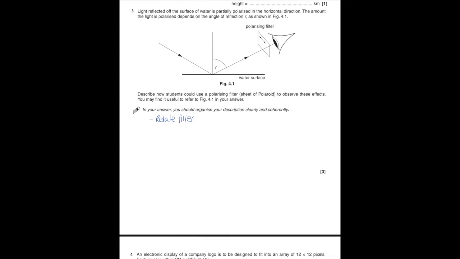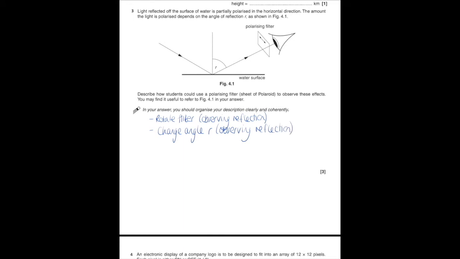All right, as they rotate it, they need to be observing that reflection. All that time keeping an eye on the reflection that they are actually getting, because as they rotate that filter, they will be able to see what is happening. What they then need to do is, this relationship is all about finding out if the amount of light that's polarized depends on the angle of reflection. So obviously they need to do that, and then they need to change that angle R. Okay, so change that angle R, still observing the reflection.